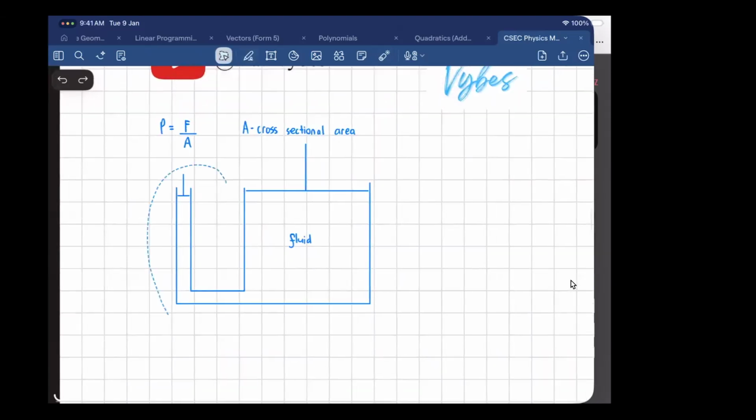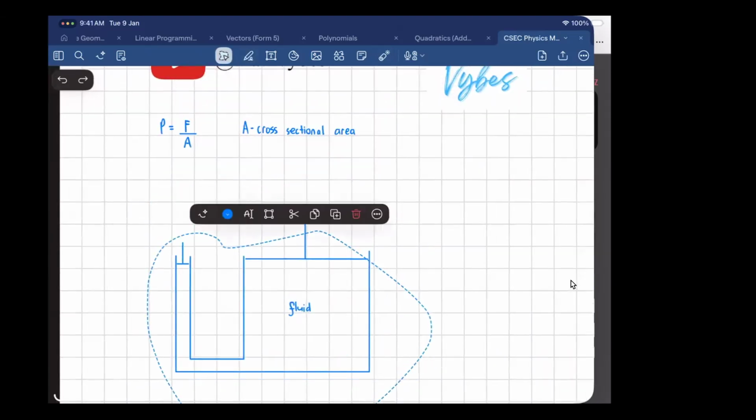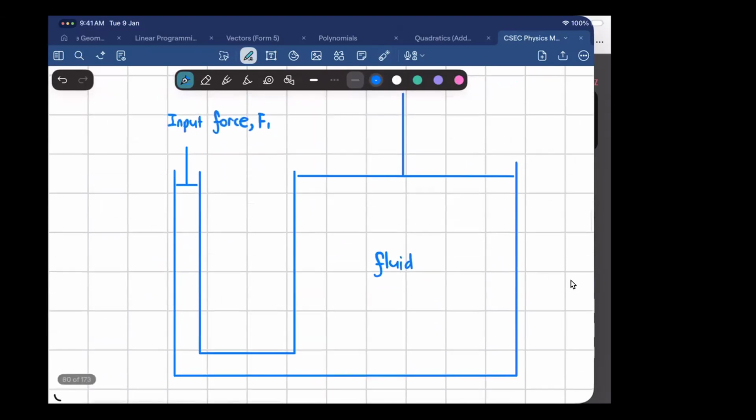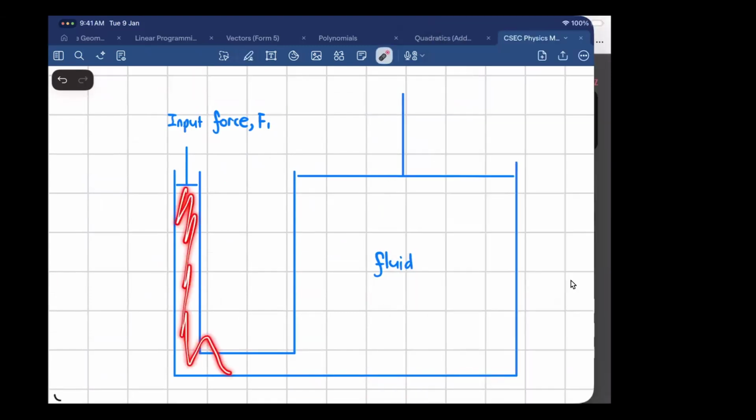So we could say that we're applying an input force over here, and we could call that force F1. Now, Sheena, as a result of me applying a force, wouldn't there be a pressure acting on the fluid? Because keep in mind, Sheena, this entire thing is a fluid. The entire thing is a fluid.